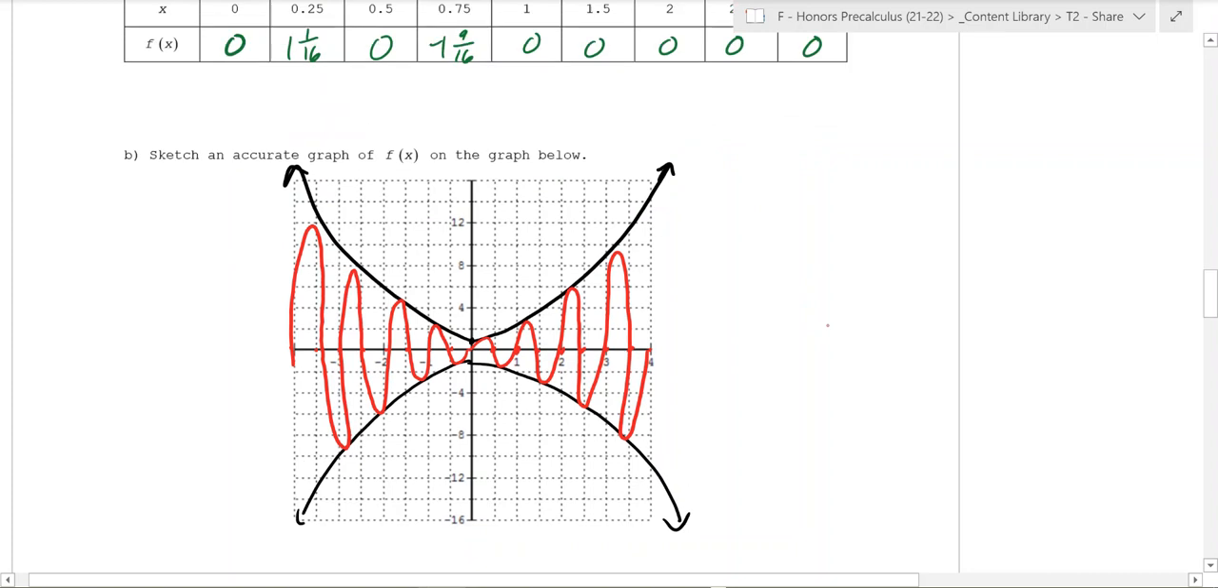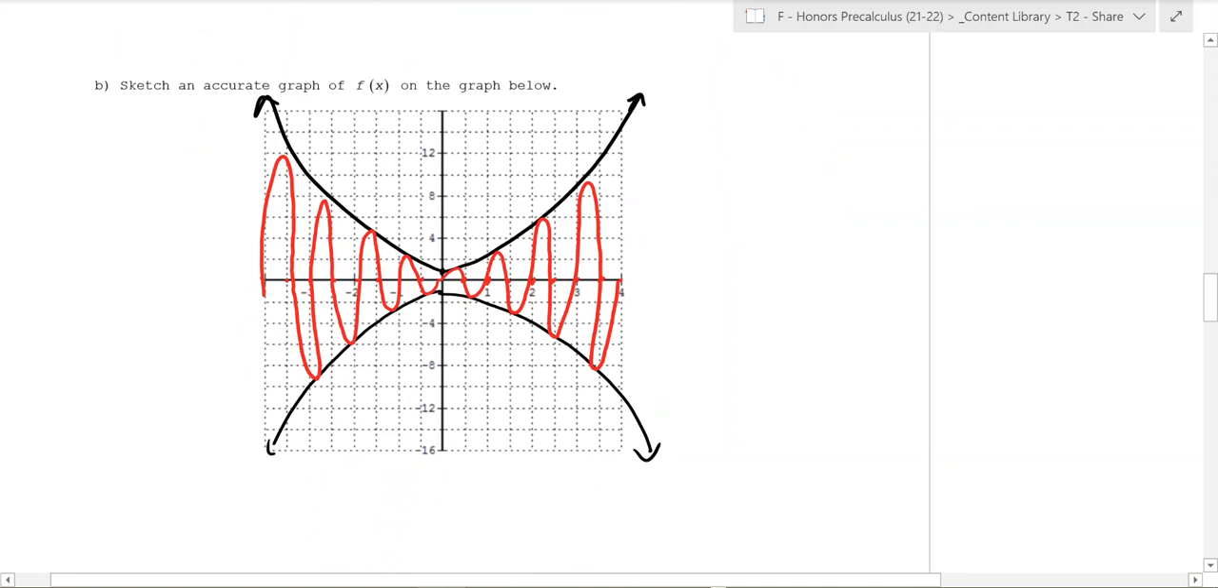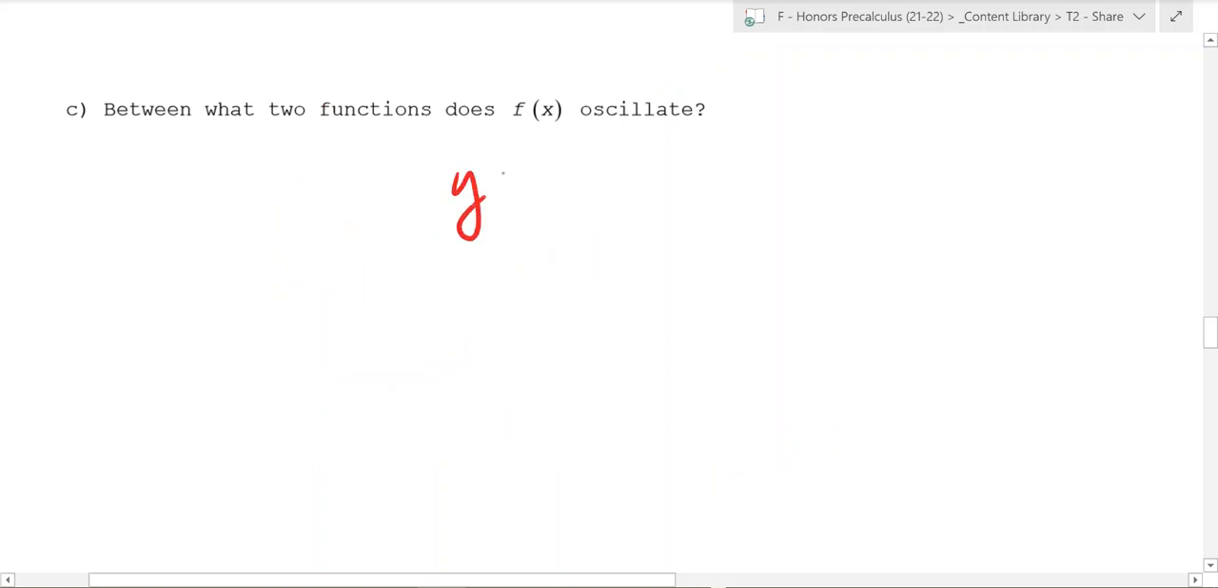So what's going on is sine, no matter what you plug in, is oscillating between -1 and 1. The biggest thing it can be is 1, and the smallest thing it can be is -1. And then it's going to be multiplied by this function. So what ends up happening is you oscillate between the positive and negative versions of x squared plus 1, so y is equal to x squared plus 1 and y is equal to -x squared minus 1. It's super cool. And we just said it's going to oscillate between the upper function of x squared plus 1 and the lower function of -x squared minus 1.